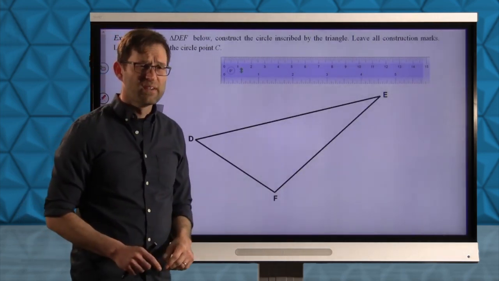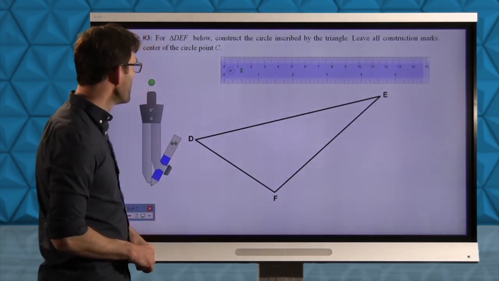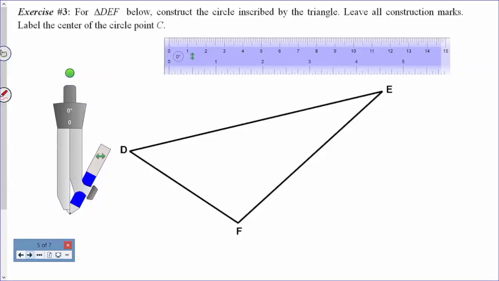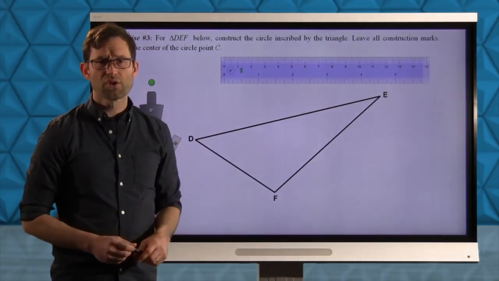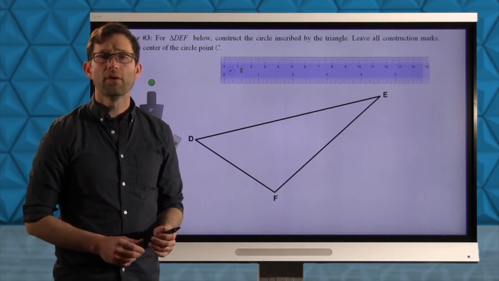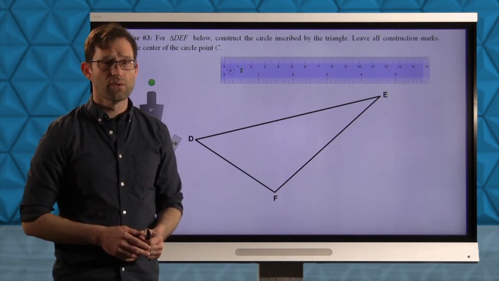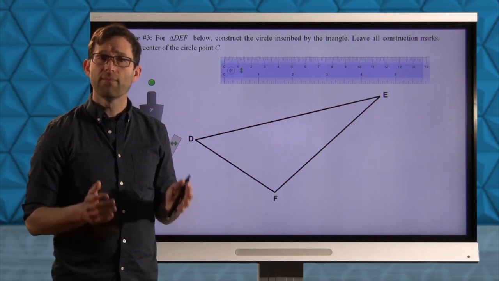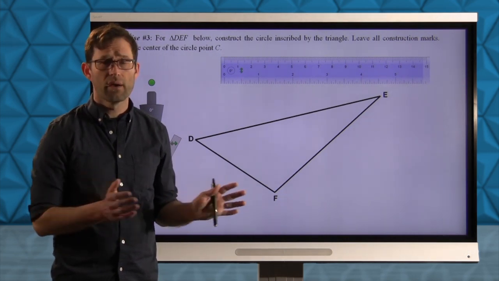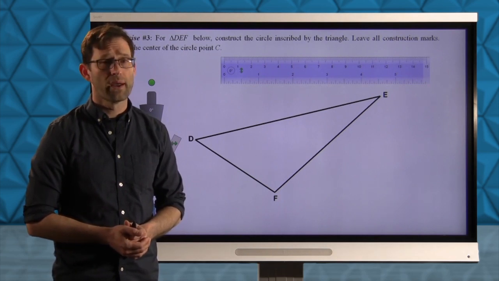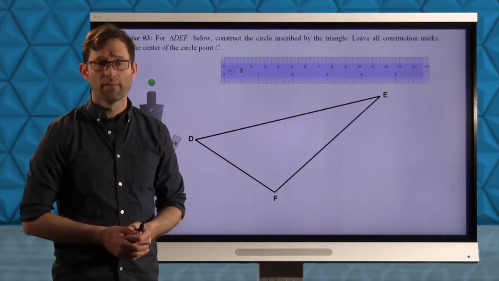Okay, whew, this is a long construction, right? Exercise number 3. For triangle DEF below, construct the circle inscribed by the triangle, or inscribed in the triangle, either way. Leave all construction marks. Label the center of the circle point C. All right, we went through the construction fairly slowly. So what I'd like you to do now is pause the video for as long as you need to, go through the construction. Again, don't worry if it's not quite right. I guarantee when I go through it in a minute, it won't be quite right. And then we'll move on to one last one. But take a few minutes now.